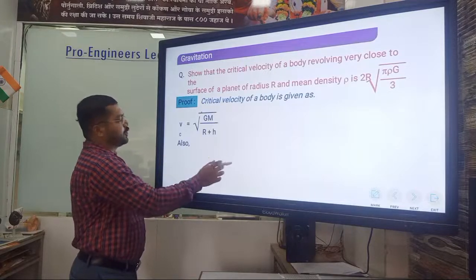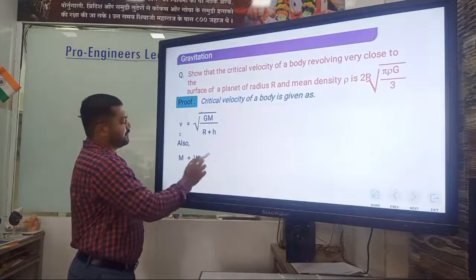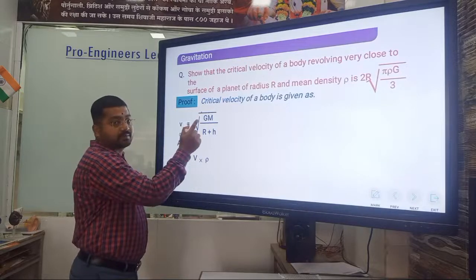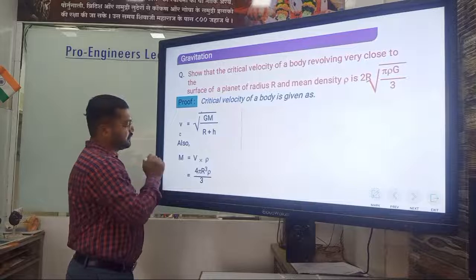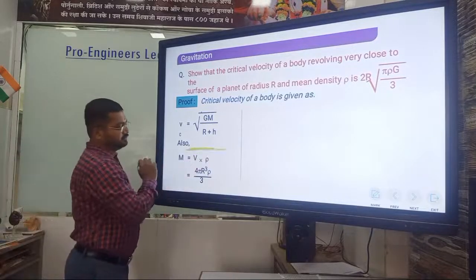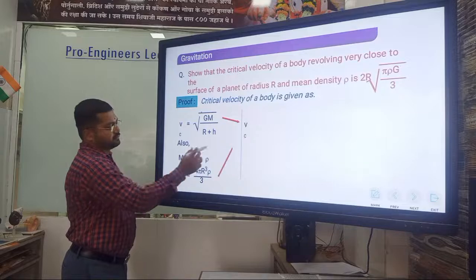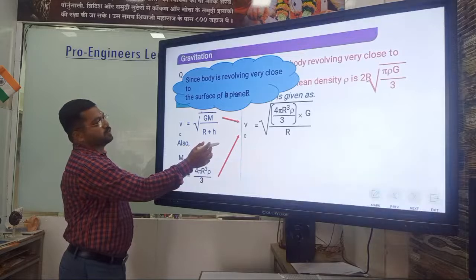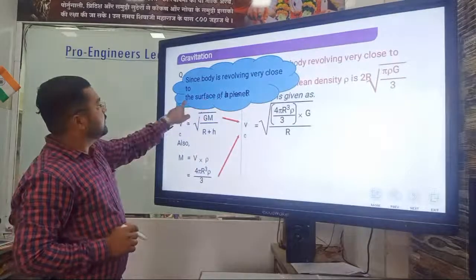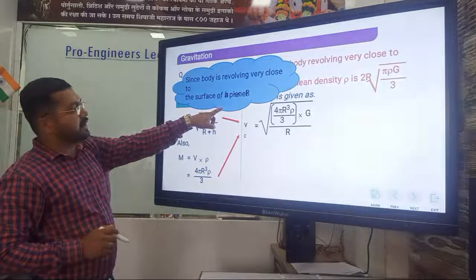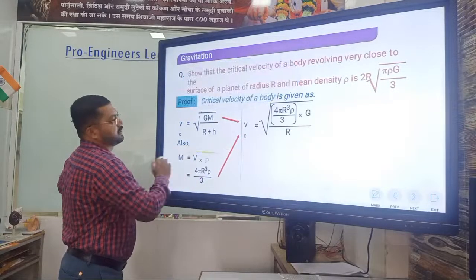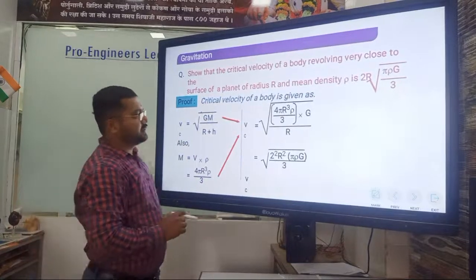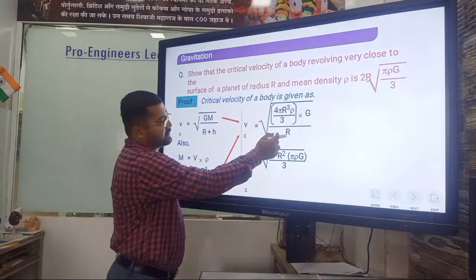Critical velocity Vc is under root of G M upon R plus H, M is V into rho, and rho is what? Mean density, 3 g upon 4 pi R G. So clubbing these two. Here H is very less than R, right? So here r cube and this r got cancelled.